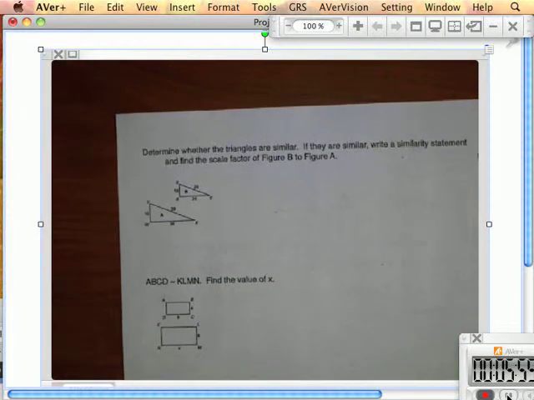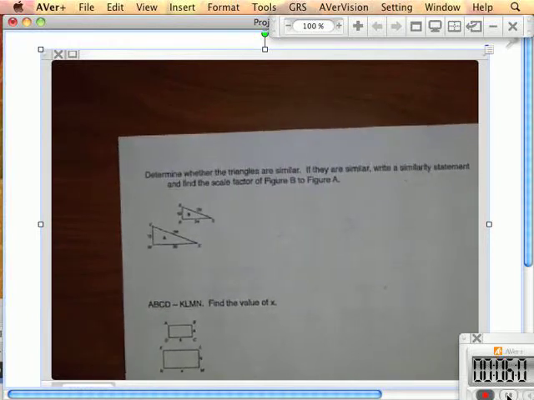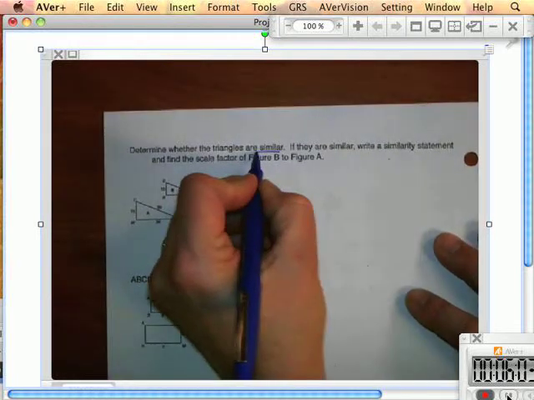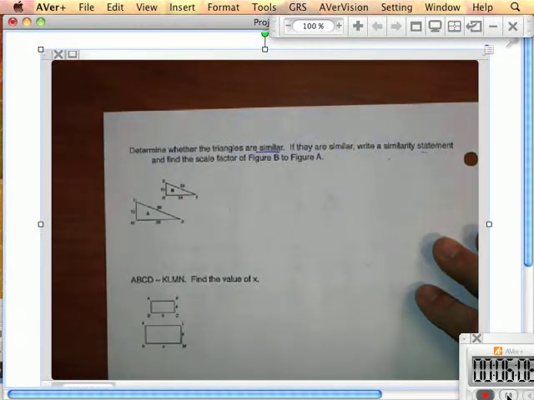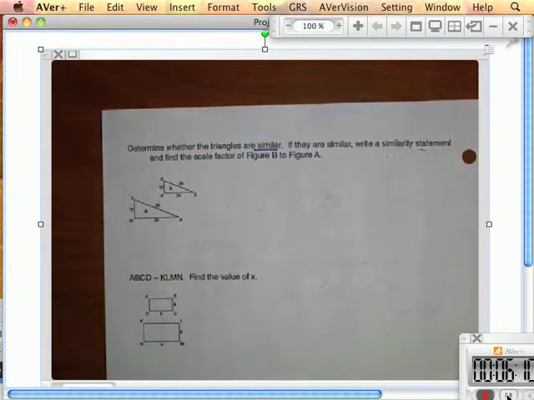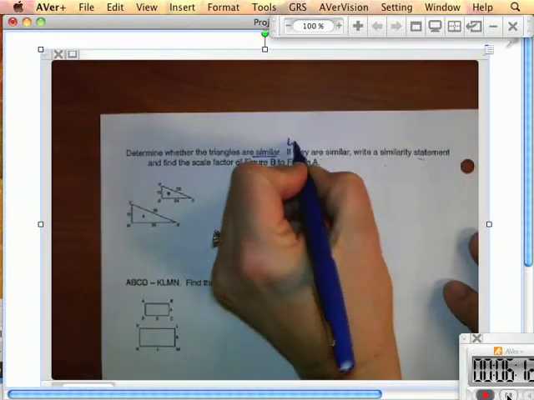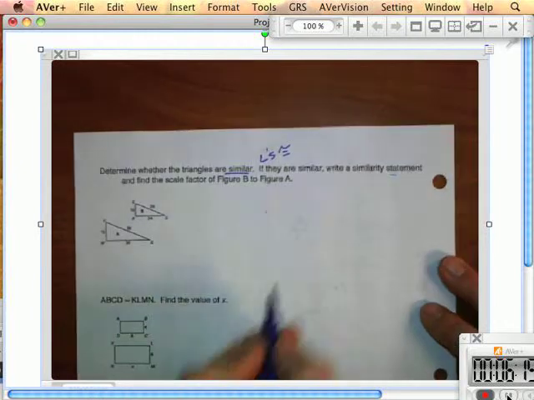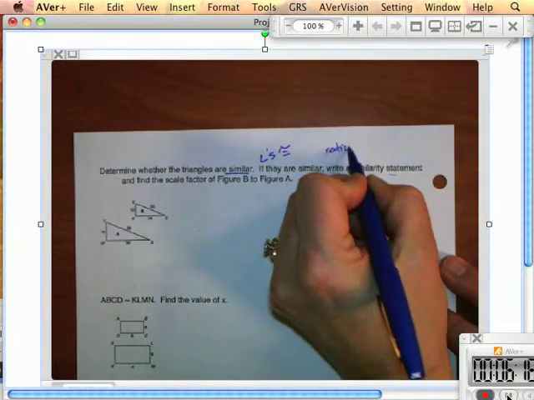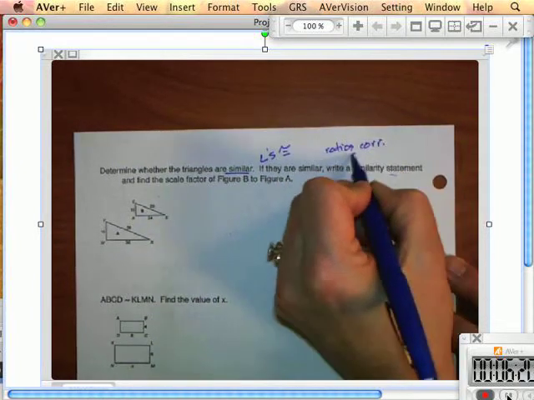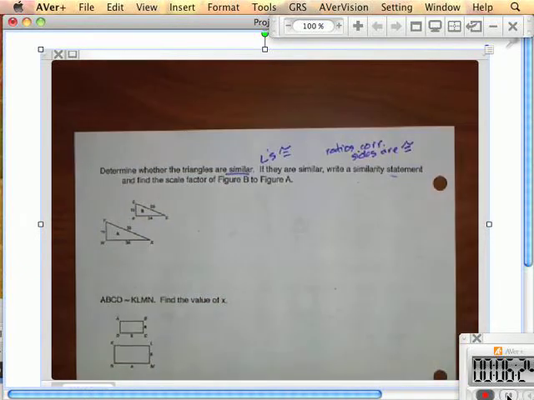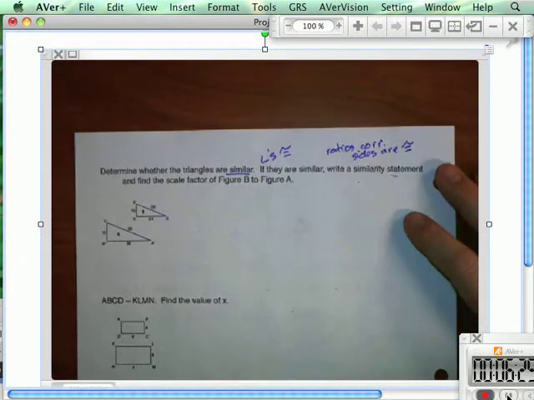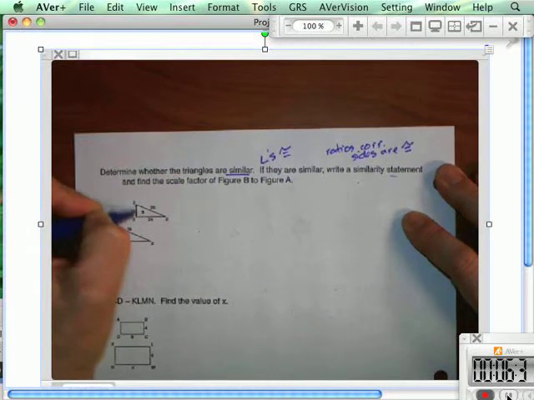Determine, this is how you're going to use it. Determine whether the triangles are similar. If they are similar, write a similarity statement to find the scale factor. Okay. If they're similar, all their angles are congruent, and the ratios of the corresponding sides are congruent. The ratios, not the sides themselves, but their ratios. Okay? So let's set this up and see. This side and this side correspond.